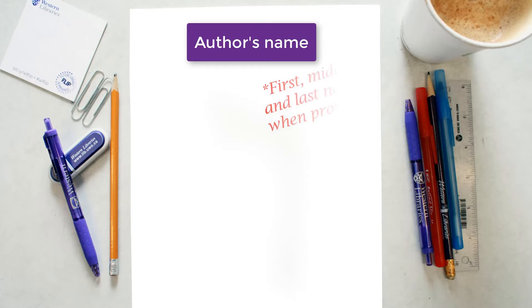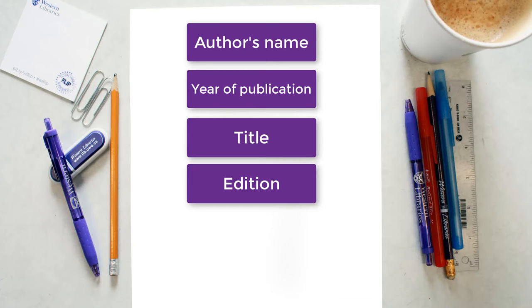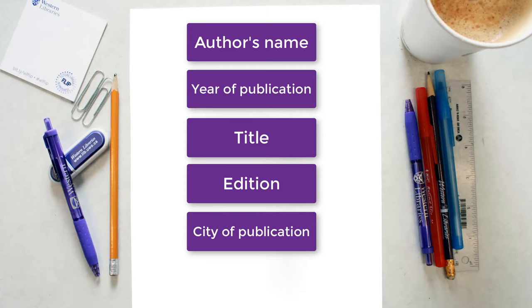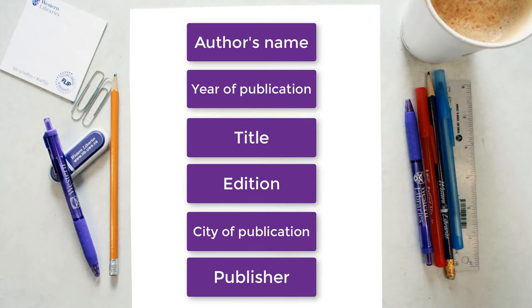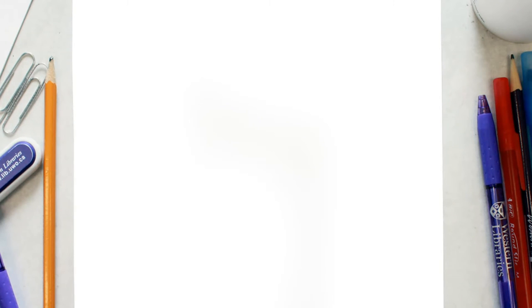You will need the author's full last name and first and middle initials, the year of publication, the full title of the book, including subtitles, edition if it is not in the first edition, the city of publication, and the name of the publisher. The author's last name and first initials are located at the beginning of the citation.